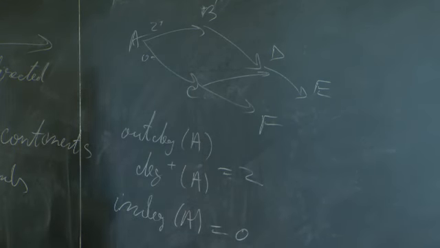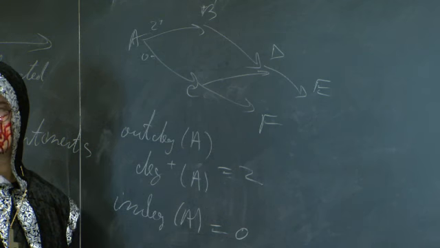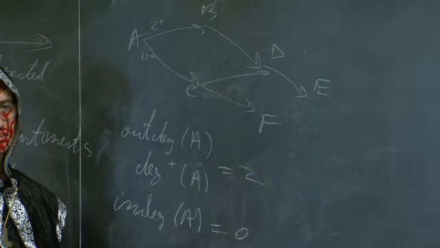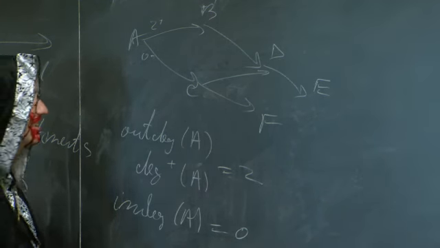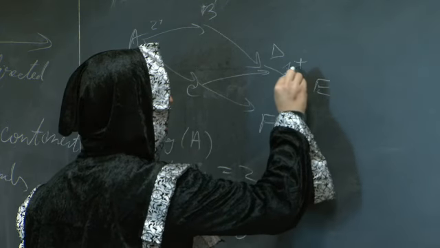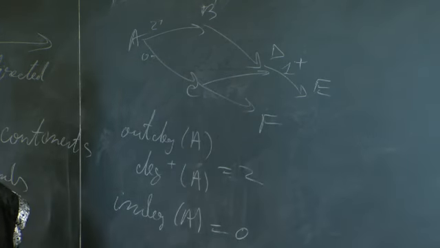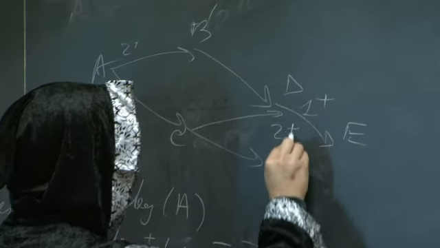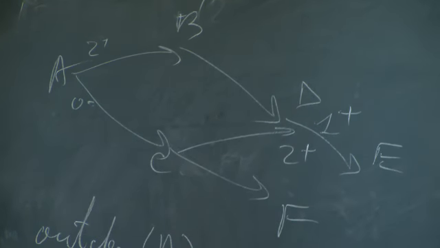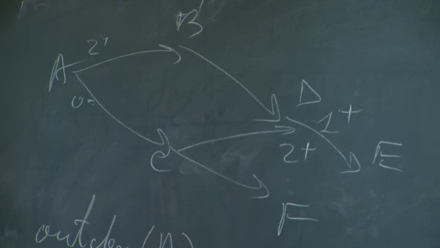How about D? What's the out degree of D? Come on, guys. Don't scare me. And what's the in degree of D? 2. Very good. So what's the equivalent of the handshaking lemma on oriented graphs?